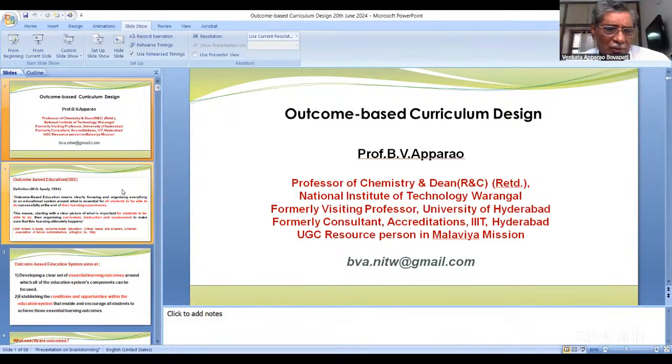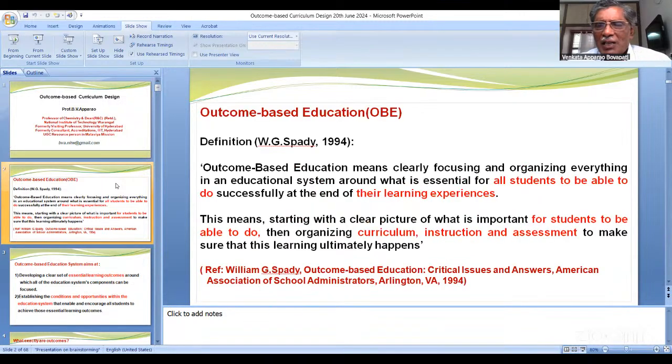So when you define outcome-based education, we always take the definition given by Spady in 1994. Outcome-based education means we focus clearly and organize everything in an educational system around what is essential for the students to be able to do, please note this point, at the end of significant learning experiences. That means we start with a clear picture as to what is important for students to be able to do. Then we organize curriculum, instruction, and assessment to make sure that learning ultimately happens.